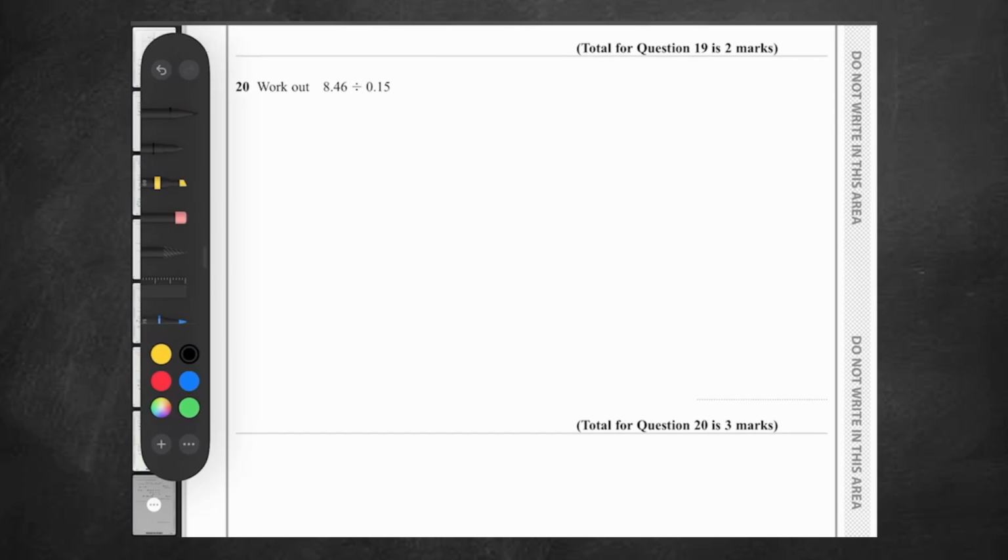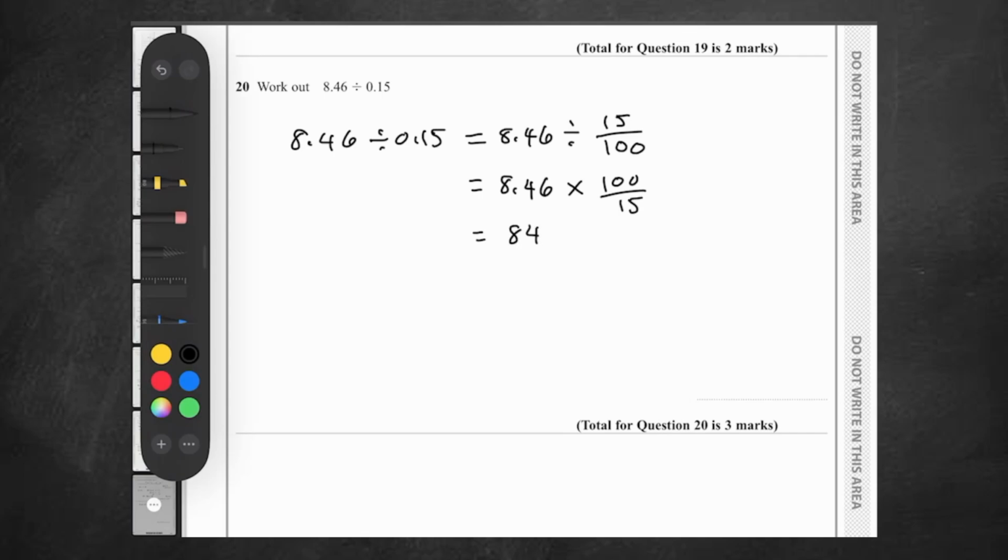Question number 20. Work out 8.46 divided by 0.15. So for this one, what I'm going to do is 8.46 divided by 0.15, which is the same as saying 8.46 divided by 15 over 100. And when you divide by a fraction, that is the same as multiplying by the inverse of the fraction. So that will be the same as 8.46 times 100 over 15. 8.46 times 100 is 846 by 15.